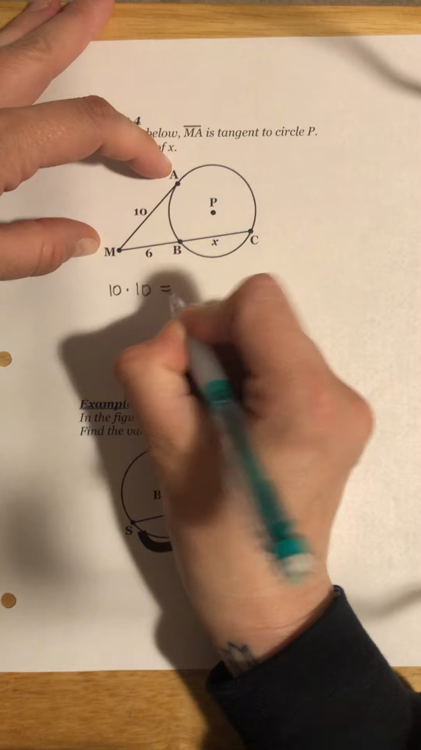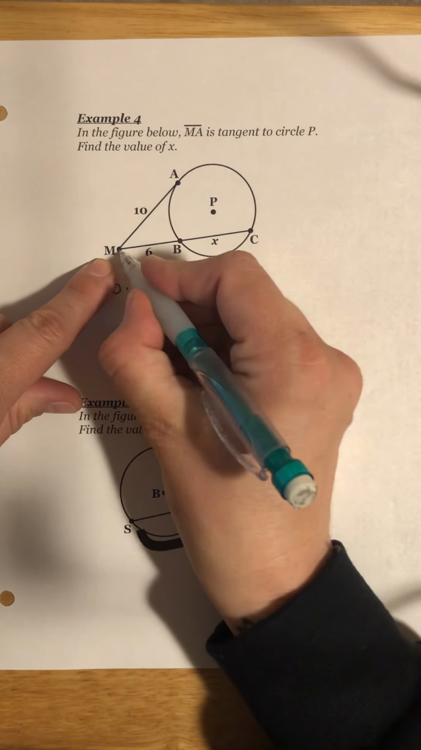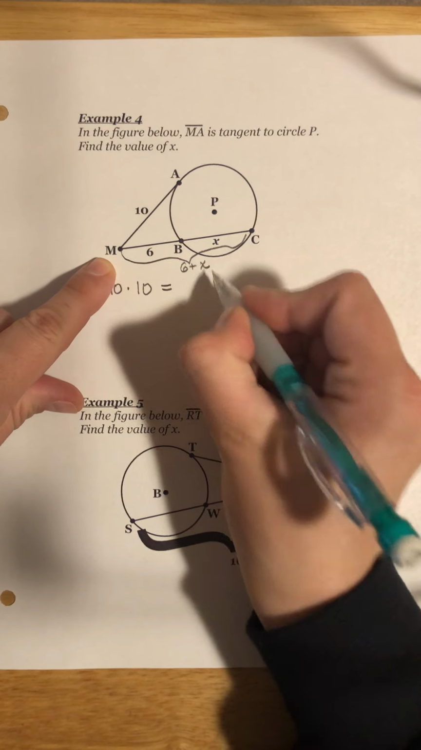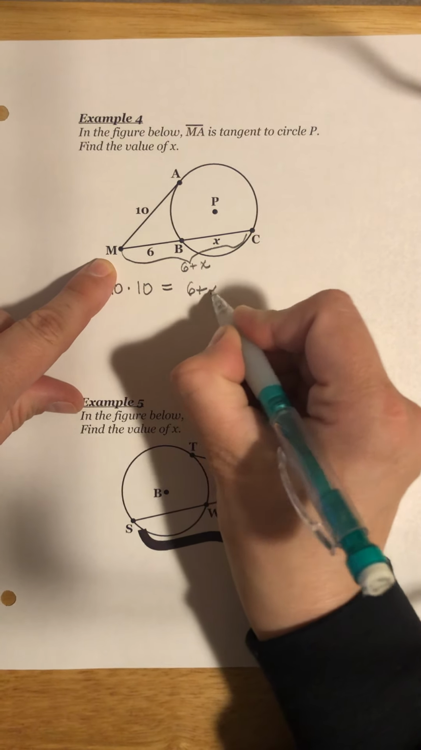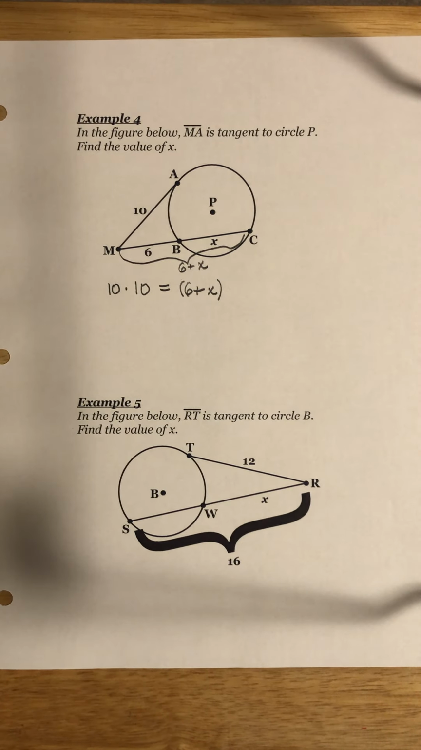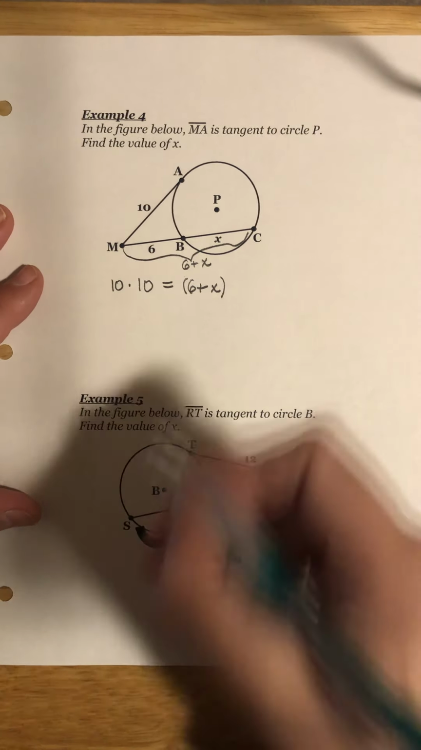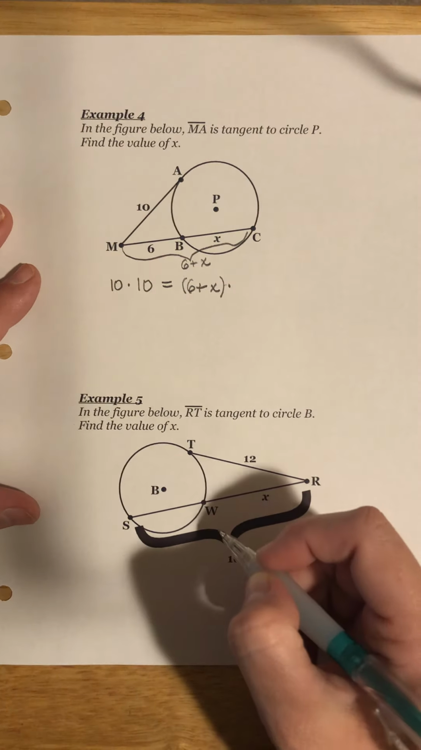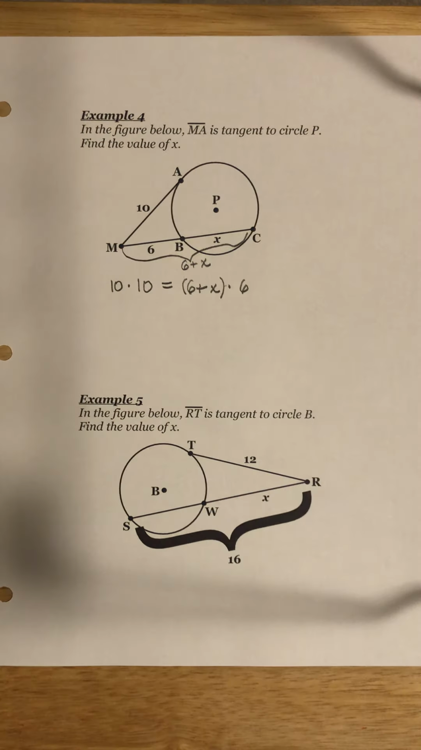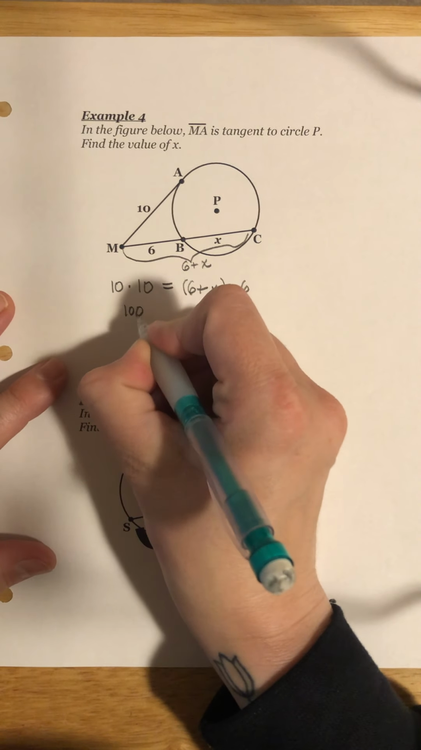It's 10. Okay, we're done with that piece. Next piece. What's the whole? Well, got to add those two pieces together. So your whole is x plus 6. Or maybe you want to write 6 plus x, like I did. It doesn't matter. Commutative property says that order doesn't matter. So that's the whole. Now we're going to multiply it times the outside piece, which is just a 6. Ta-da! Same formula. Okay, so 10 times 10 is 100.